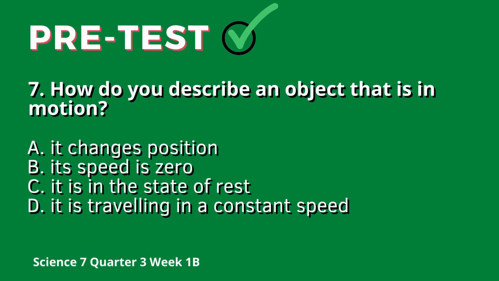7. How do you describe an object that is in motion? A. It changes position. B. Its speed is 0. C. It is in the state of rest. D. It is traveling in a constant speed.